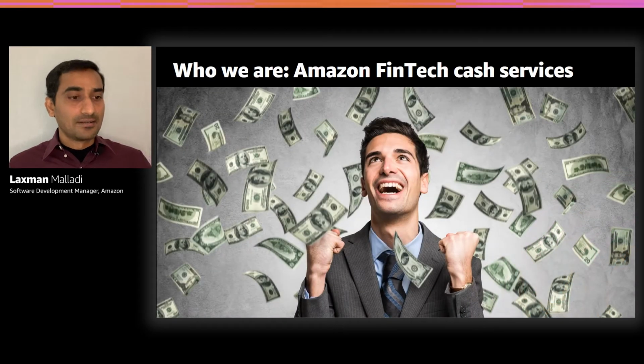Who are we? We are called the Cash Services Team. We are part of the FinTech Group at Amazon. Our team is responsible for providing technology solutions to accurately and timely process the billions of dollars deposited in our bank account and the millions of emails received by Amazon.